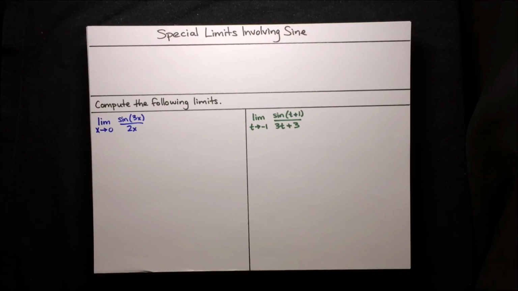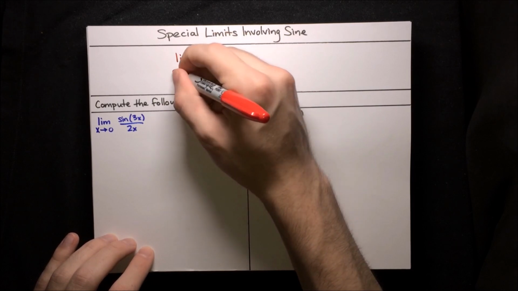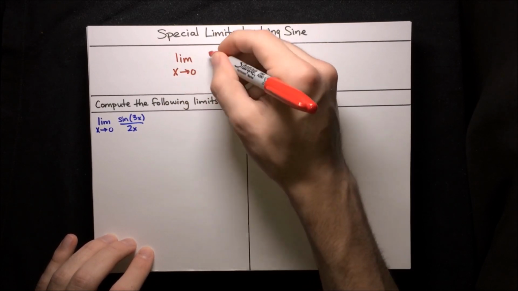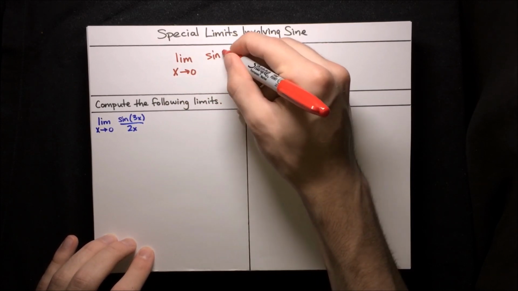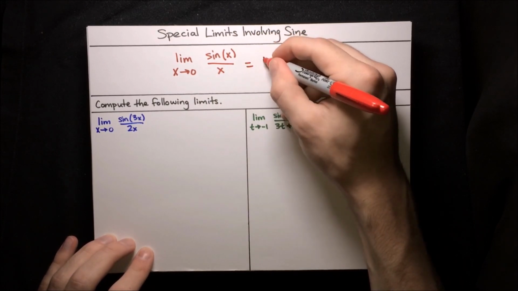In this video, I'm going to show you how to solve special limits involving sine. There's one key fact that we're going to be using as we do these limits, and that key fact is that the limit as x approaches 0 of sine of x over x is equal to 1.